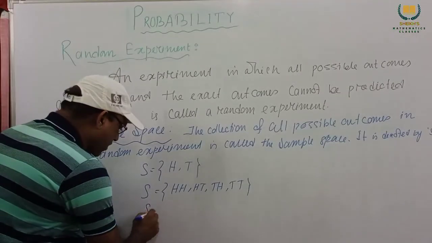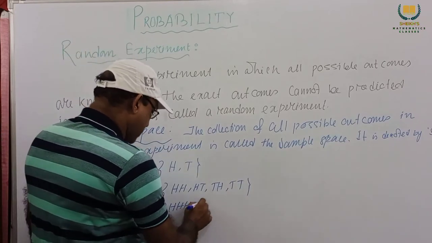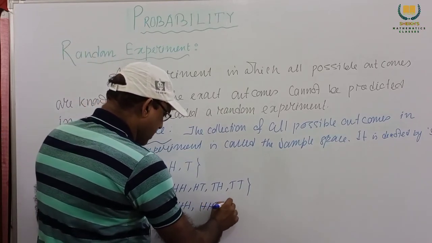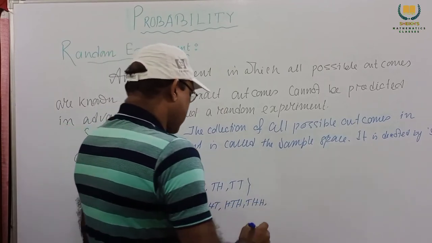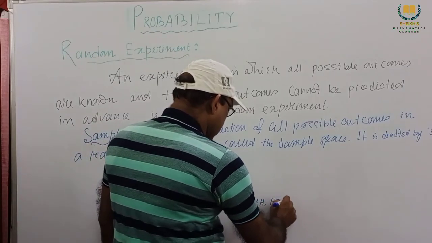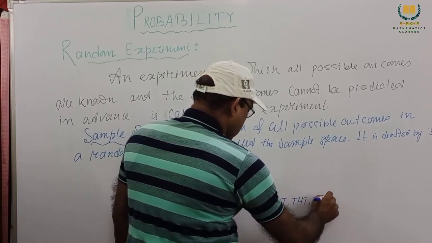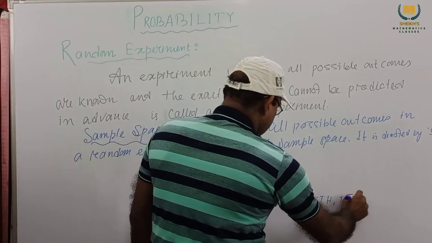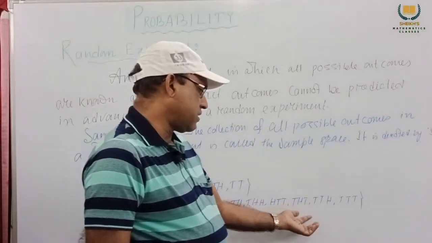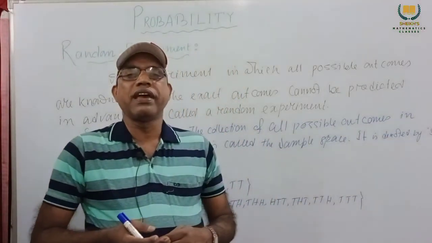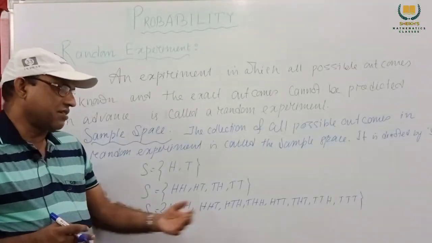If we toss three coins, then the sample space will be HHH, HHT, HTH, HTT, THH, THT, TTH, TTT. So how many results do we have? 1, 2, 3, 4, 5, 6, 7, 8. So we have 8 outcomes. And all the outcomes we collect, this is the sample space.